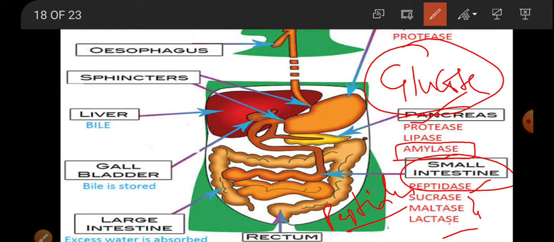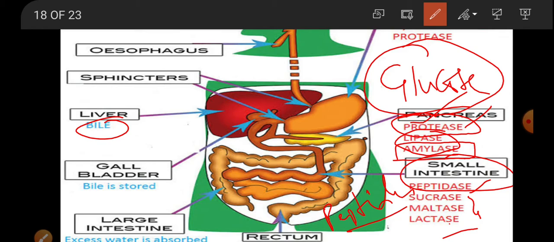Okay, so now from the pancreas, the juices contain protease enzyme and lipase enzyme, which are acting on the peptides and breaking them into amino acids. Lipase is acting on the tiny droplets which are formed by the bile juice and making them into fat globules.